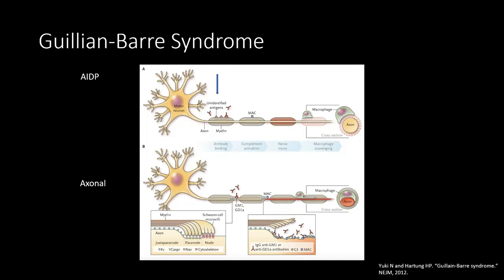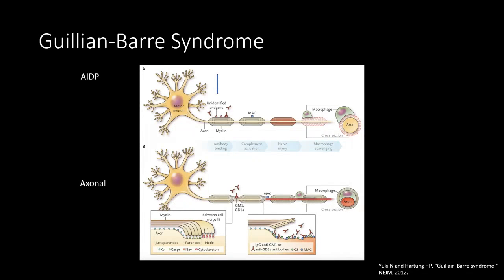In AIDP, there are some unidentified antigens likely on the myelin sheath that attract antibodies and then result in complement activation, nerve injury, and then macrophage scavenging of the peripheral nerve myelin. Patients with this demyelinating form of GBS are much more likely to be seronegative. So we do not often detect antibodies against peripheral nerve antigens in patients with the demyelinating form. So again, it's really not well understood exactly what the protein within the myelin is that's triggering this reaction.